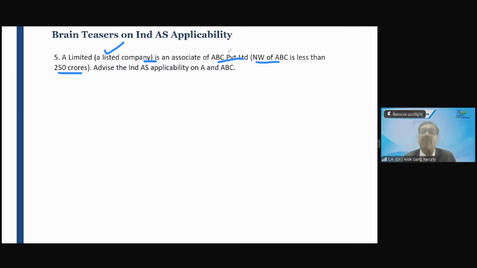You are absolutely right, Geet. Absolutely right. Yes. So Ind AS is applicable on A Limited. It is not applicable on ABC Private Limited.